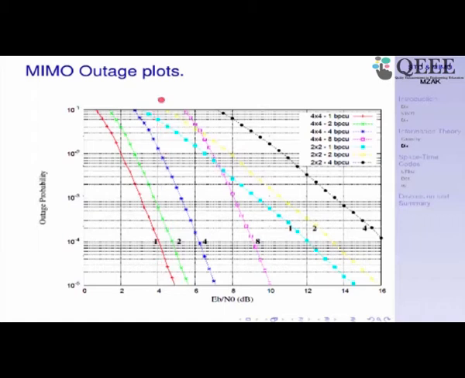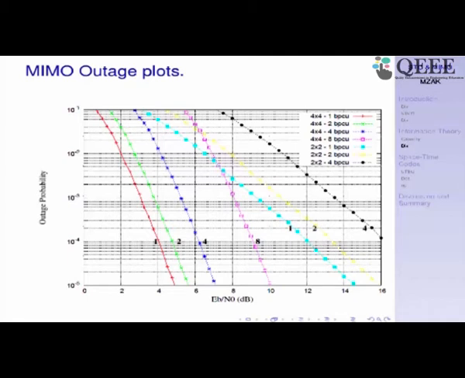So you see at an Eb by N0 of 4 dB, for 4 transmit 4 receive antennas, the outage probability is 10 power minus 4, while for 2 cross 2 it is almost, I will say, 6 into 10 power minus 2. So there is a huge increase in probability of outage by decreasing the number of antennas. Conversely, increasing the number of antennas results in a huge decrease in the outage probability.